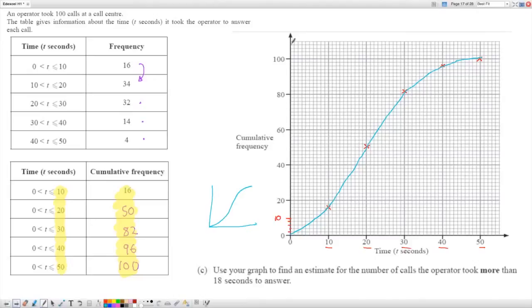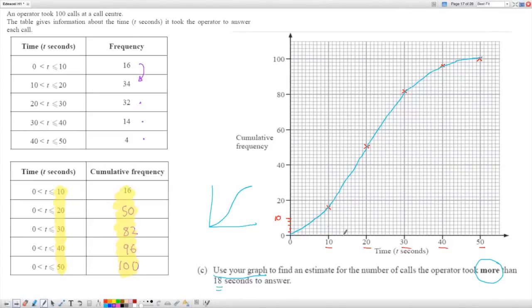We're then going to use our graph. It makes it really clear by using the words in the question: use your graph to find an estimate for the number of calls the operator took. In bold, this must be important, more than 18 seconds. So first off, let's find 18.